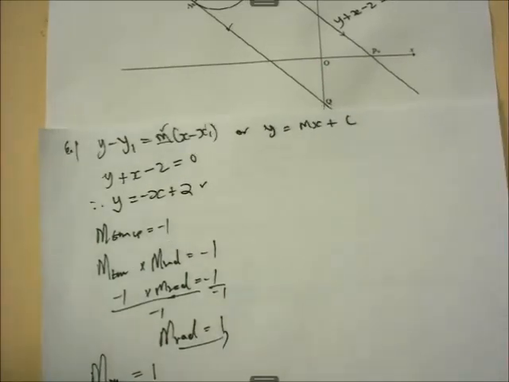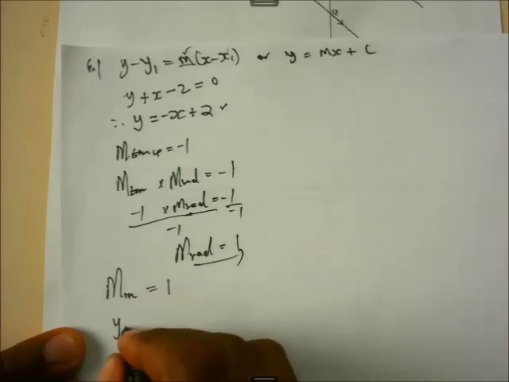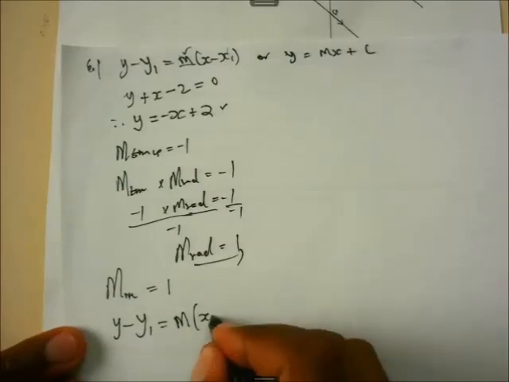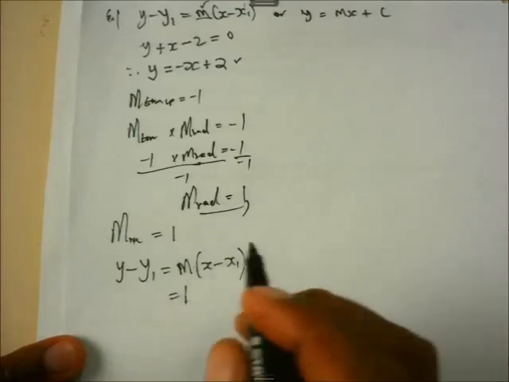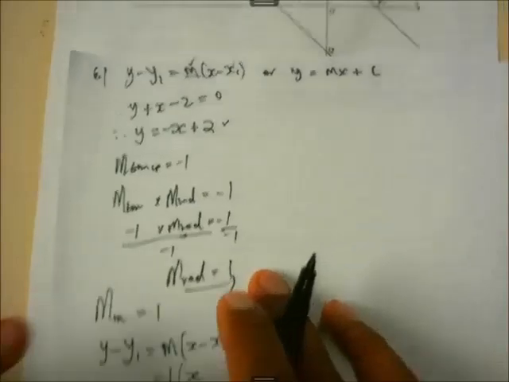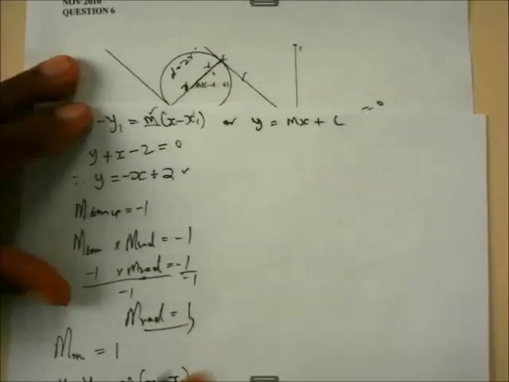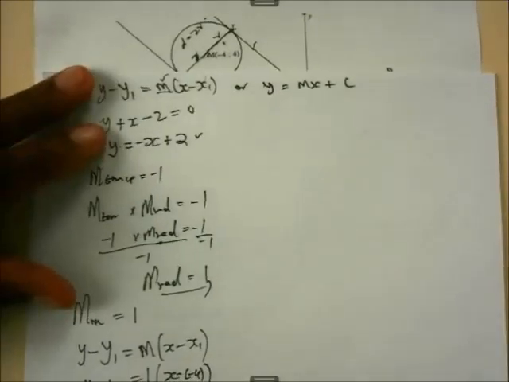Now I have the gradient, so I can say, therefore, y minus y1 is equal to m into x minus x1. And then from here, what is the gradient? The gradient is 1. Therefore, we have x. What is x1? Of course, we will have to use the point M, which is our center, whereby x is -4, then it will be -4 here. And the same applies, y1 is +4.